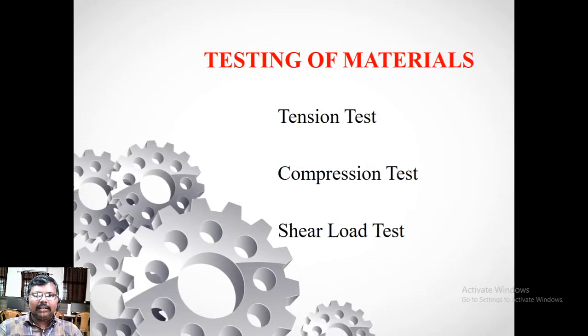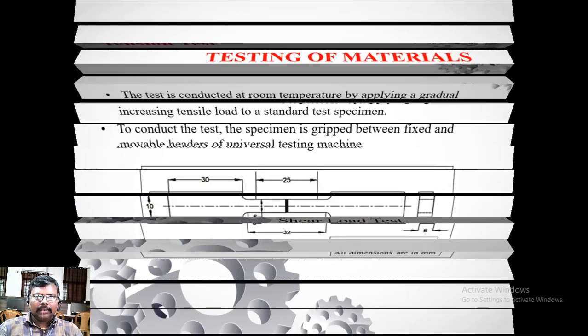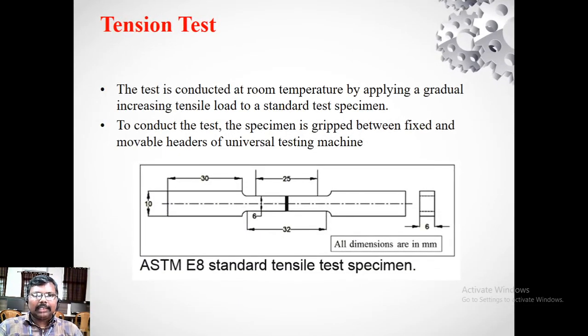Next, testing of materials: tensile test, compression test and shear load test. In the tensile test, one of the most useful tests applied to metallic material, the test is conducted at room temperature by applying a gradually increasing tensile load to a standard test specimen.